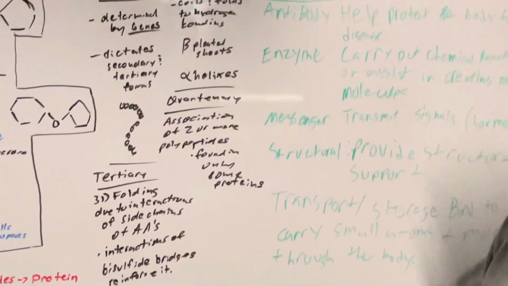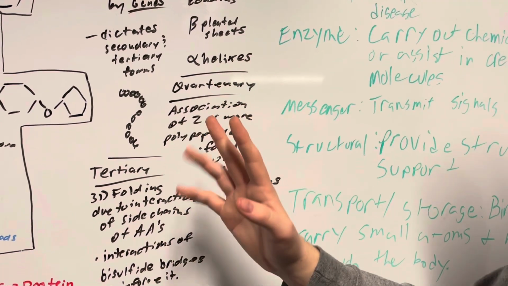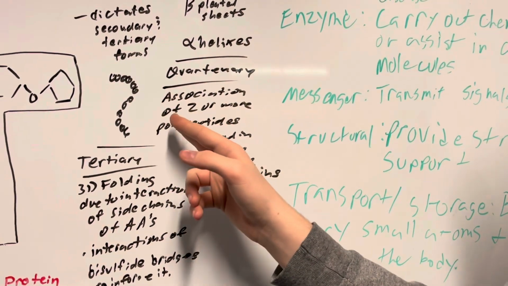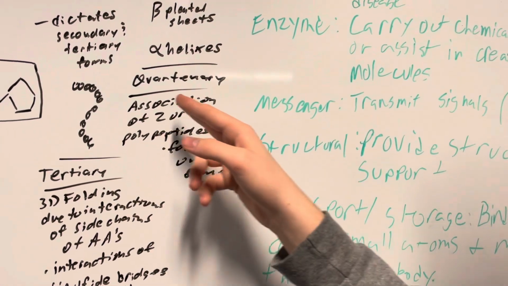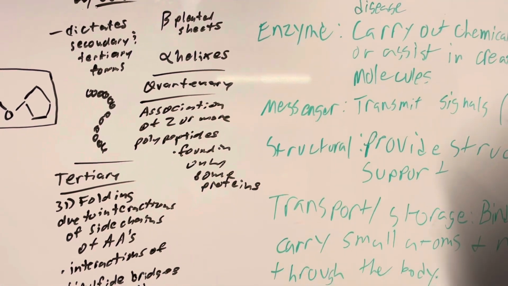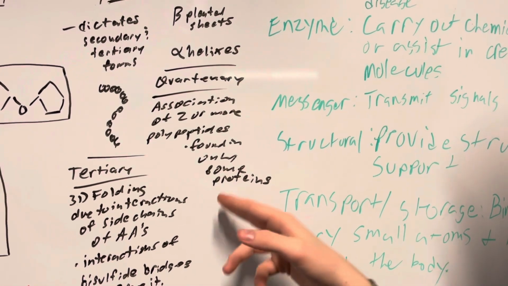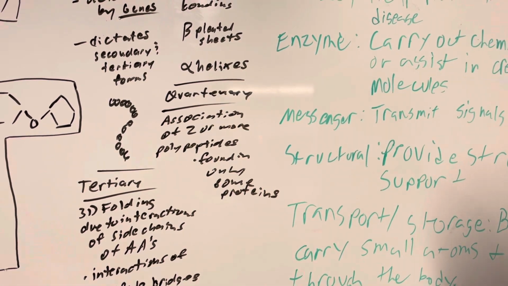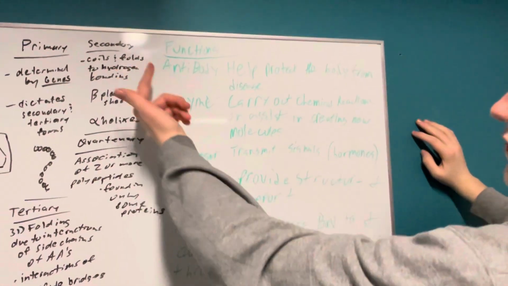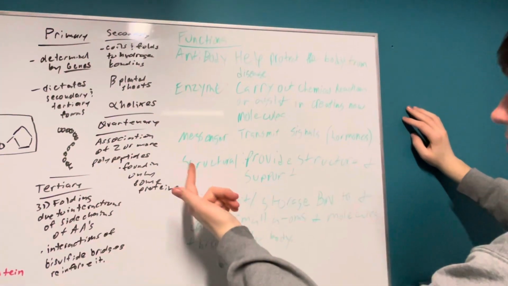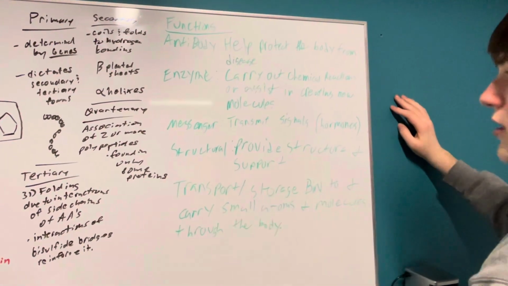Now on to quaternary, which is the fourth protein structure. It is an association of 2 or more polypeptides, and it is found only in some proteins. And now we're on to the functions of proteins. There are 5 major functions: antibody, enzyme, messenger, structural, and transport and storage.